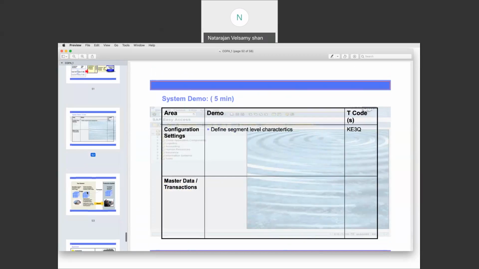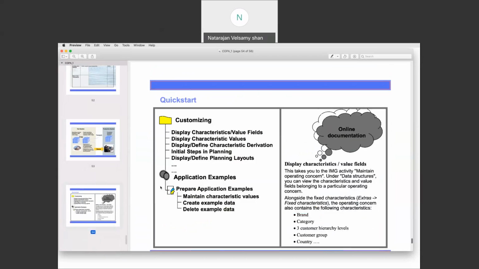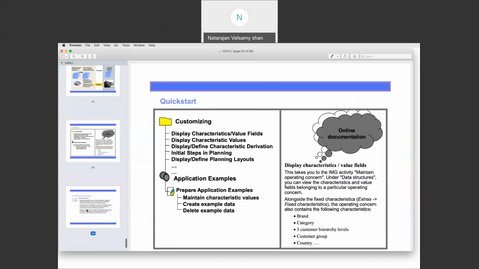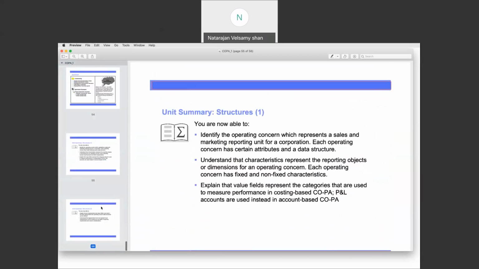In the demo test system, you copy the operating concern, you can adjust the characteristic values by characteristics, adjust the report settings, and transfer to the productive system. In the quick start, you can customize and display characteristic values. You can pause and see what things are available here. You are now able to identify the operating concern. So I'm stopping here.